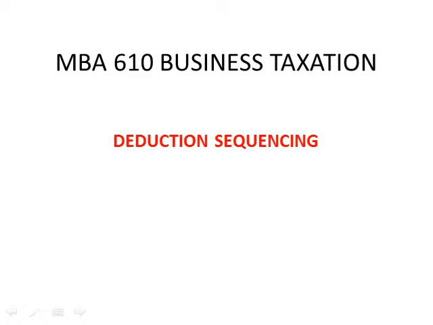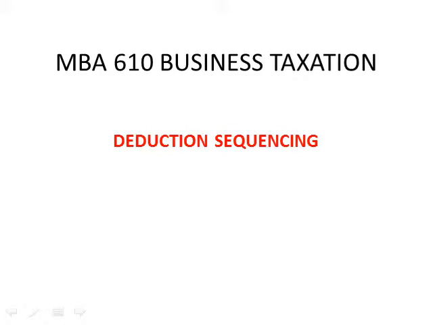Today we're going to be looking at a couple of examples to help clarify this idea of deduction sequencing. You may recall when we talk about deductions, we're talking about examples such as the charitable contribution deduction, or the qualified production activities deduction, or the dividends received deduction, or the net operating loss deduction.